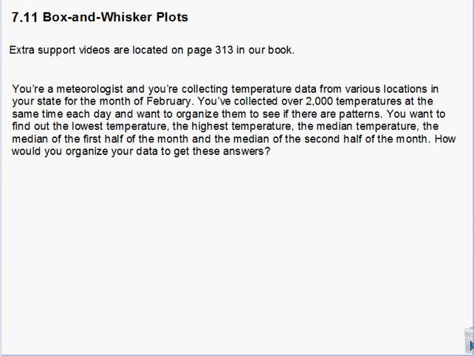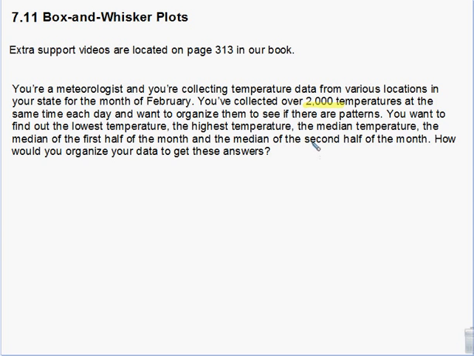The representations that we've used so far are good for various different things, but they won't work for every scenario. Sometimes a pie chart is not the most appropriate choice, or a bar graph is not the most appropriate choice. For this example, if we're collecting data and we have 2,000 temperatures at the same time each day, and we want to recognize the lowest temperature, the highest temperature, the median of the first half of the month, and the median of the second half of the month, because we're trying to analyze the weather patterns.